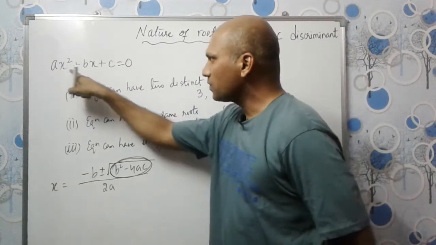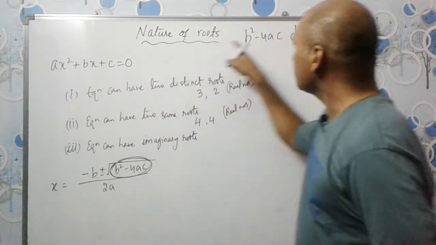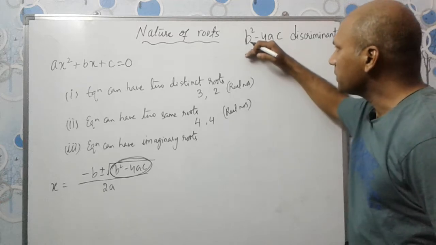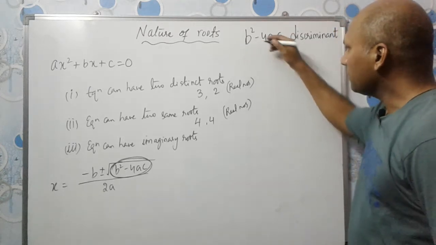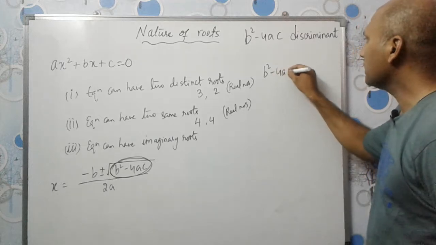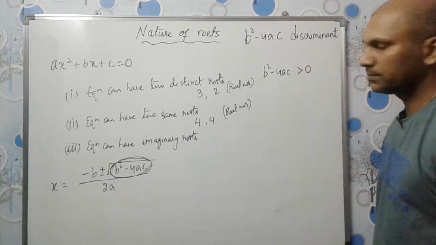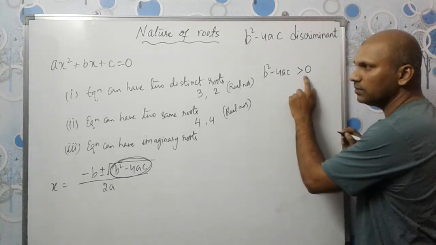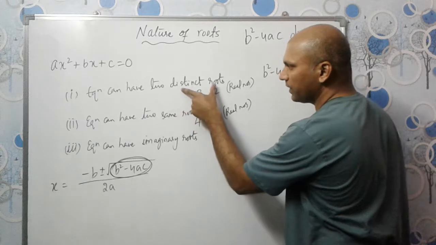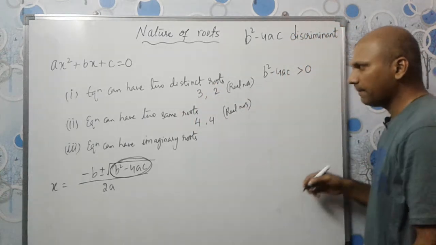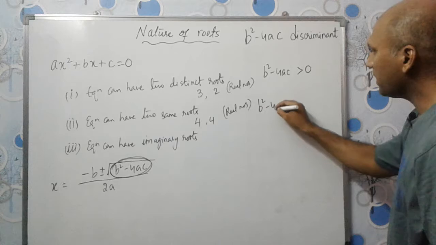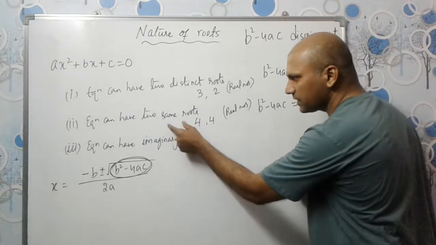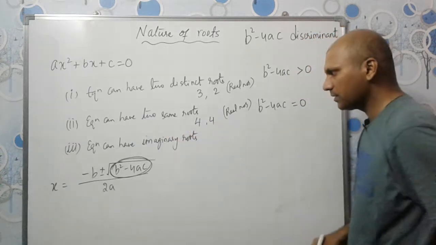Okay, so ax square plus bx plus c is equal to 0. In this, b square minus 4ac is called as discriminant. Everything depends on this b square minus 4ac. Okay, if b square minus 4ac is greater than 0, listen carefully, if b square minus 4ac is greater than 0, equation will have two different roots. Okay, if b square minus 4ac is equal to 0, we will have two same roots, or we can say two equal roots.